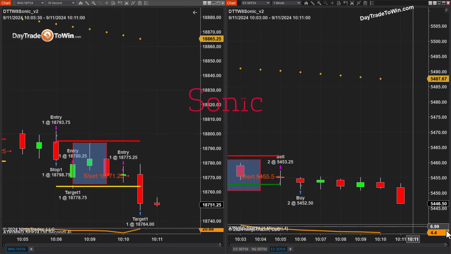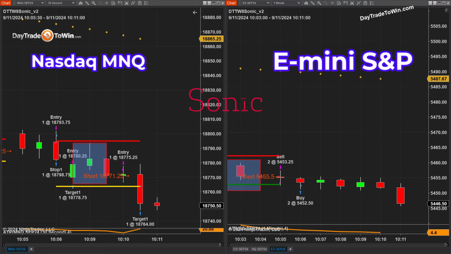Since we had one on the Nasdaq, I'm assuming there's going to be one on the E-mini SP. But remember, a 1-minute chart takes a little bit longer for the orders to be generated. The smaller the time frame, obviously more orders. So if you want to just trade a few times in the morning, that's what we recommend.